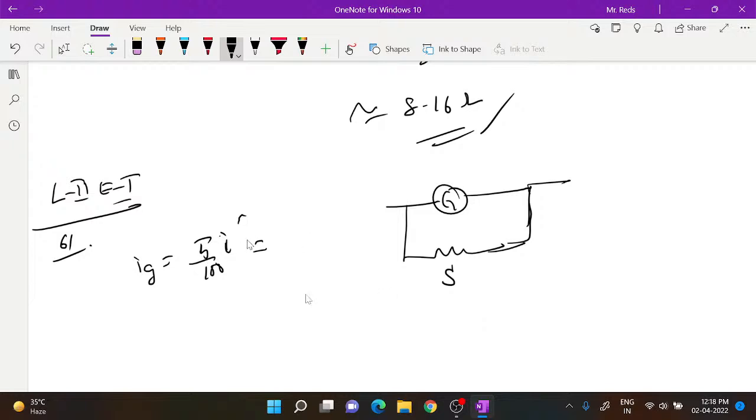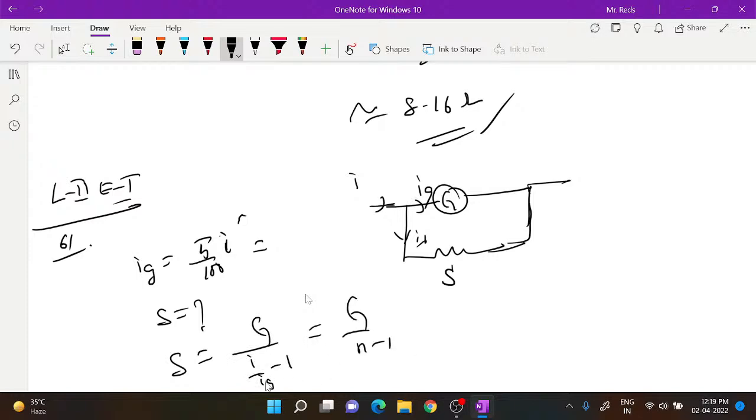If 5% of the total current is passing through the galvanometer, this is I, there is Ig, Is. What you have to consider here is to find what should be the S value in terms of G. To find that, you already know S is nothing but G by I by Ig minus 1, or G by N minus 1.